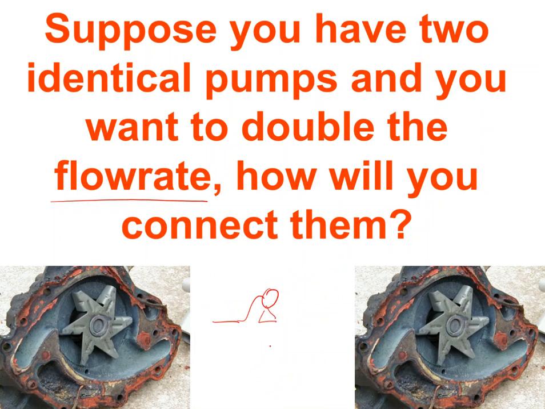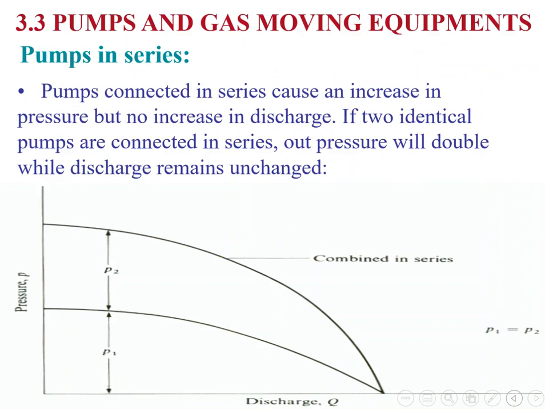So in this configuration, I'm not going to increase the pressure, but I can increase the flow rate. But I'm not going to double the pressure. Yes, I'm going to increase the pressure, but I'm not going to double it. So pumps connected in series cause an increase in pressure, but no increase in discharge. As you can see, for example, this is the first pump, which will increase the pressure from here to there, and this is the second pump, where I'm going to increase the pressure from here, but now the discharge is not changing, it's fixed.